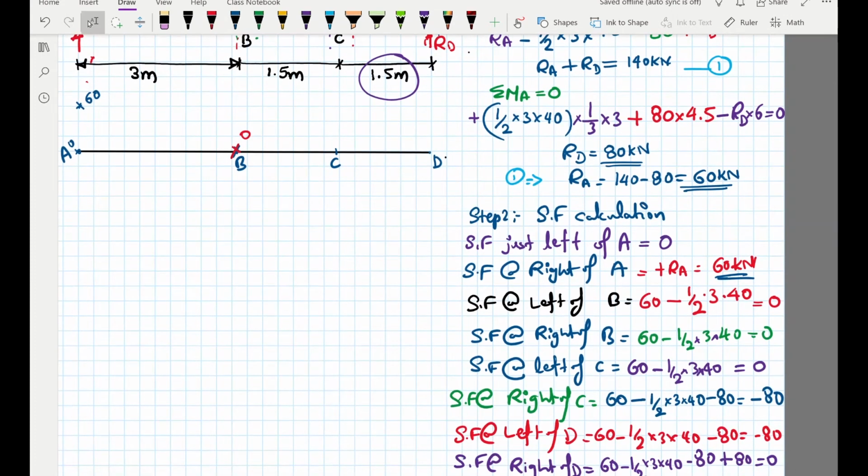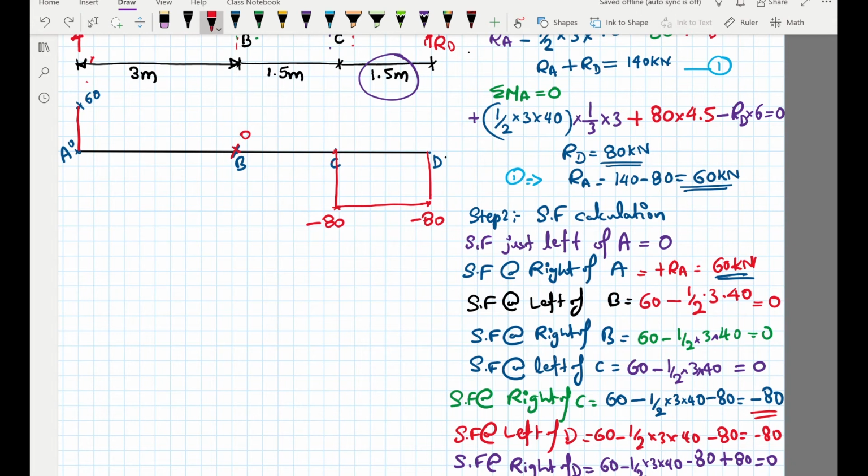Then left of C we got 0. Then right of C we got minus 80. Then this value is minus 80. Then left of D we got minus 80. Then right of D we got 0. So I have to join these points.